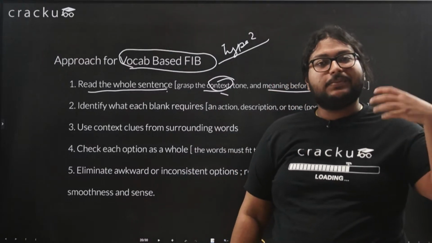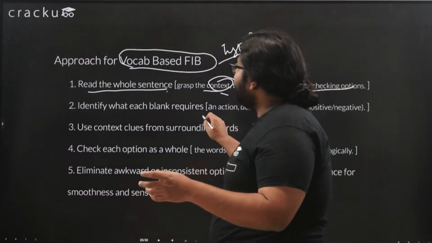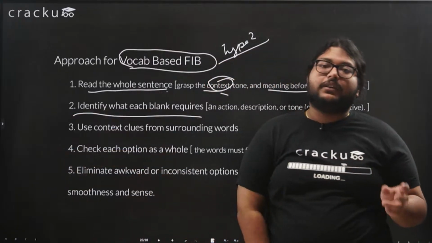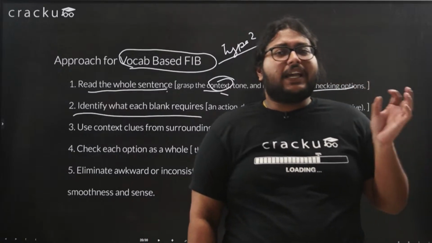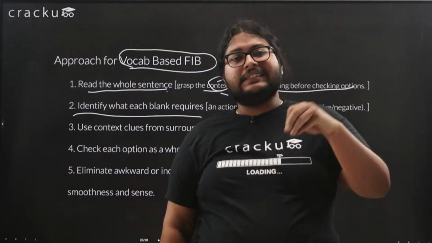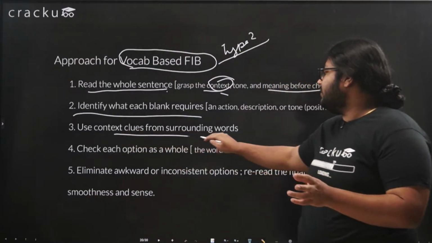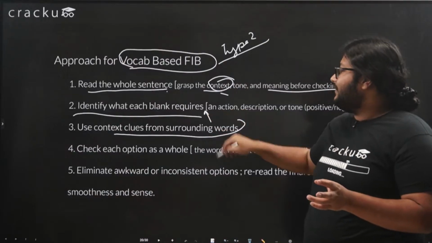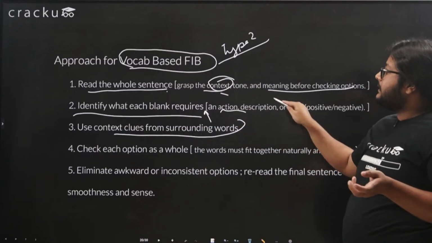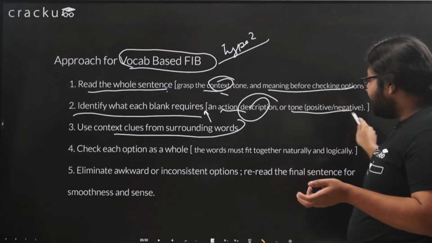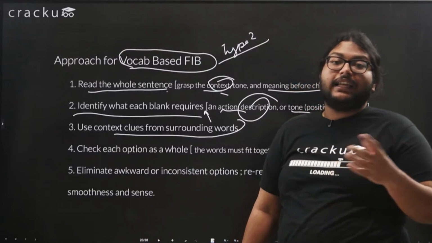So don't do that. Instead, first read the sentence, try to understand what the sentence is about, what is being asked in the sentence, what is the meaning of the sentence. Do that first. And identify what each blank requires. There can be one blank, two blanks, or three blanks. So identify what kind of word is needed in each of the blanks.